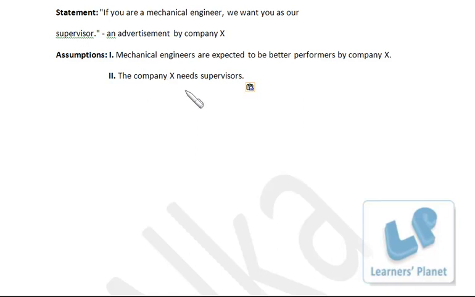Then, company X needs supervisors. So obviously, if it is giving an advertisement, it needs supervisors. That's why they are giving the advertisement. Otherwise there is no need of making such advertisements. So the second assumption is implied. So here only B is implicit. Only statement 2 is implicit. That means option B, that is, statement 2 is implicit.